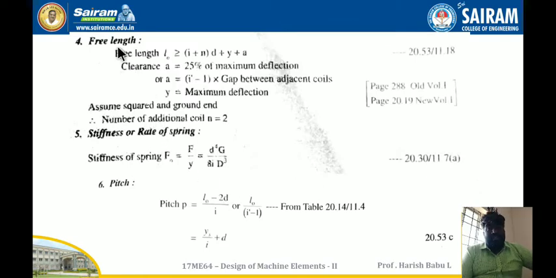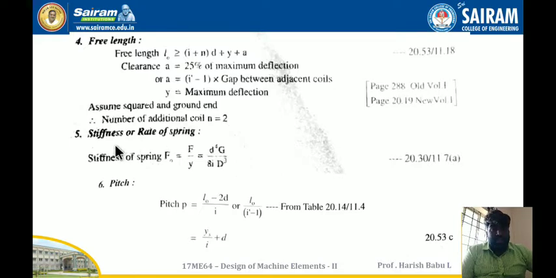Now we want to find out the free length, that is the length of the spring. Free length L should be greater than or equal to i plus n into d plus Y plus a. The clearance a is equal to 25% of the maximum deflection, or (i minus 1) into the gap between the adjacent coils, and Y is the maximum deflection. Assume square and ground ends. Therefore the number of additional coils n is equal to 2.